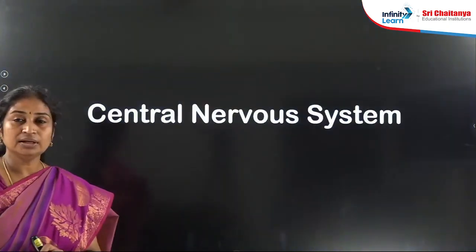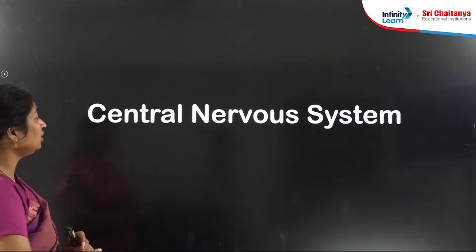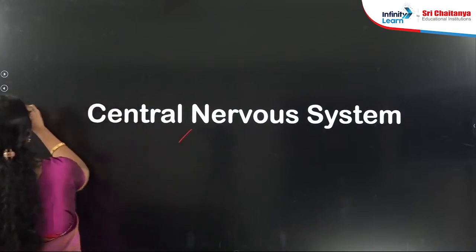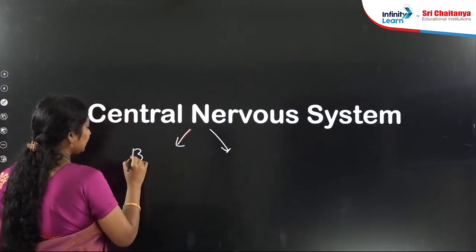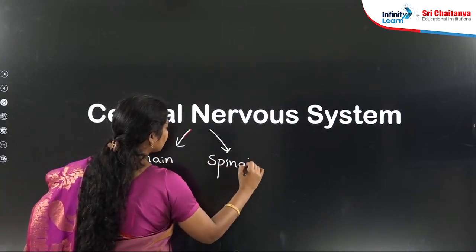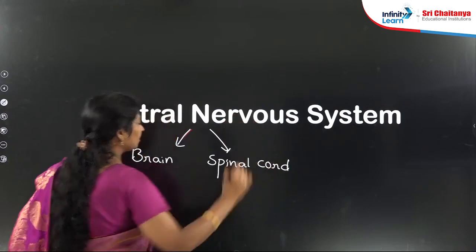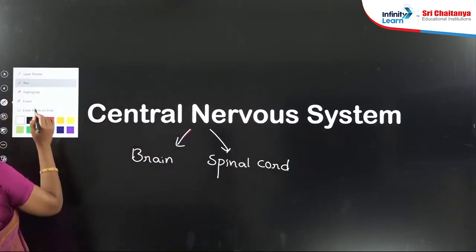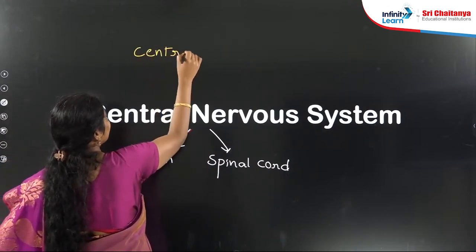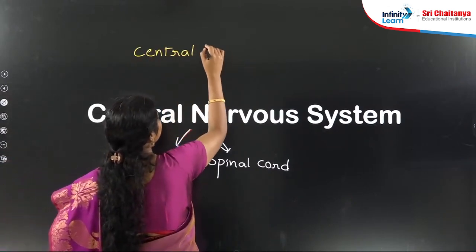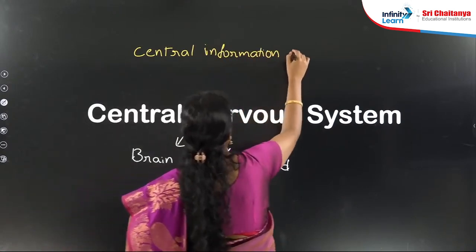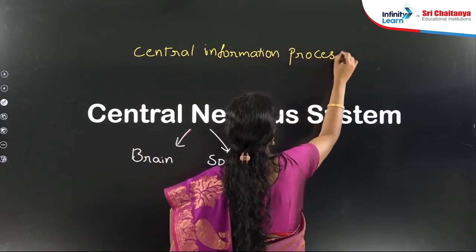Next topic is the central nervous system. The central nervous system constitutes, as in yesterday's classification, the brain as well as the spinal cord. What is the role of the central nervous system? NCERT line: it acts as the central information processing organ.